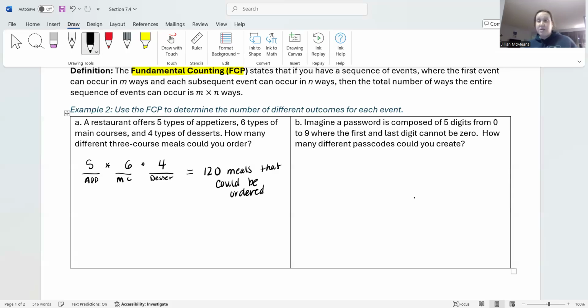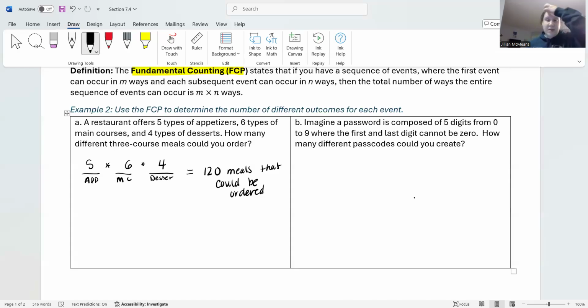So you're basically matching each of the 5 appetizers with each of the 6 main dishes, and then each of those combinations gets matched with the 4 different desserts. So there's 120 different ways you could order a 3-course meal at this particular restaurant.